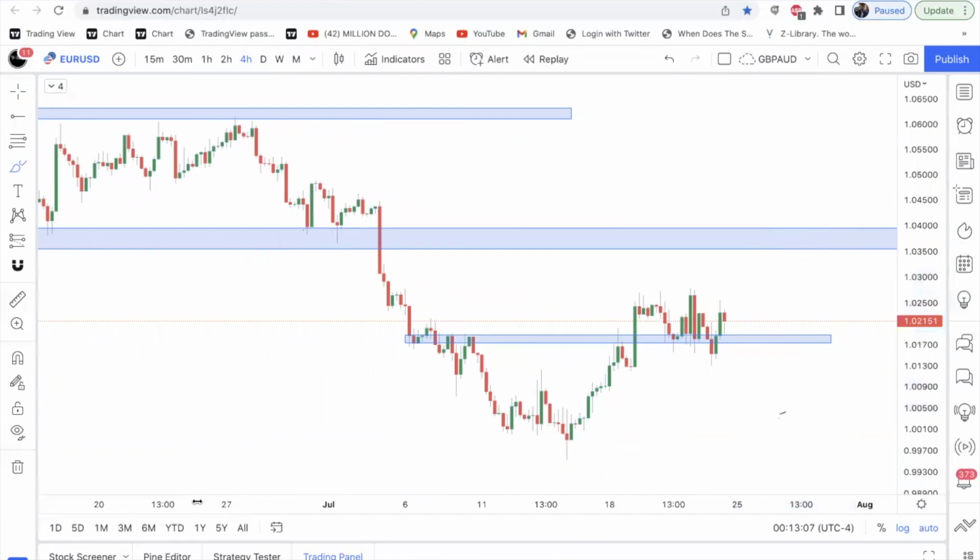Now, a lot of it is going to depend on FOMC too. So expect a lot of volume to come into the dollar, because usually whenever FOMC is going on, you're going to see some strong moves on the dollar and on dollar pairs. So keep that in mind. Let's see if we can get that retest and potential continuation.